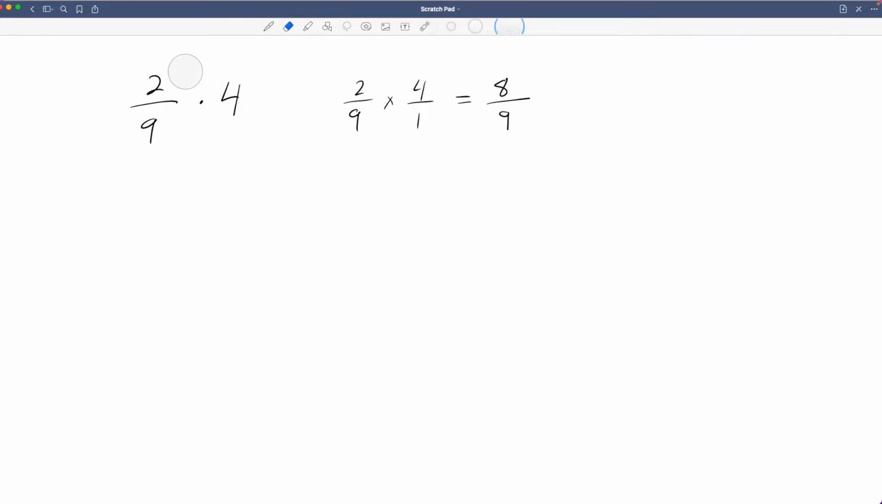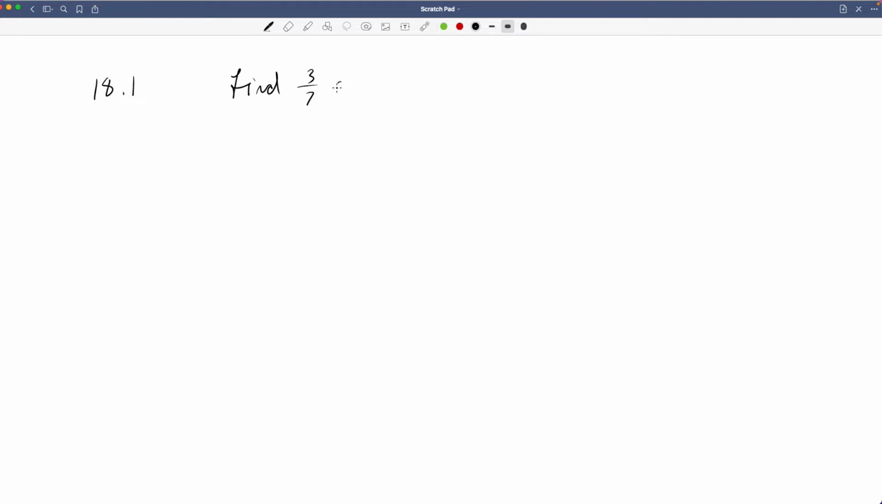Now, a lot of times we're going to be doing some word problems, and in those word problems, you're going to see the word "of." The product of two numbers. "Of," in mathematics, typically, especially in word problems, can represent multiplication. So when I see a problem like this, 18.1, that says find 3/7 of 42, that is a signal to me to turn this into multiplication.